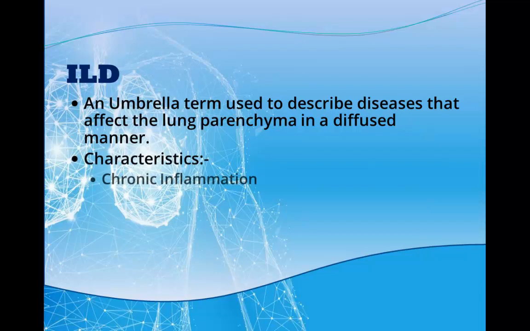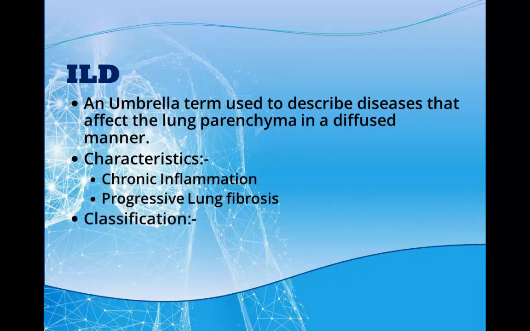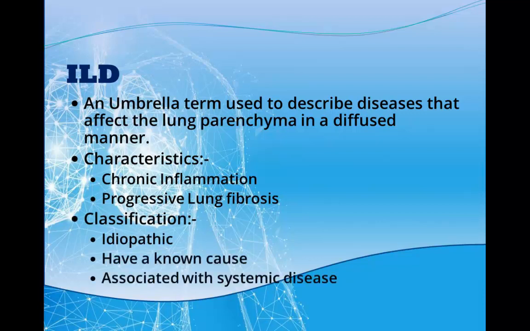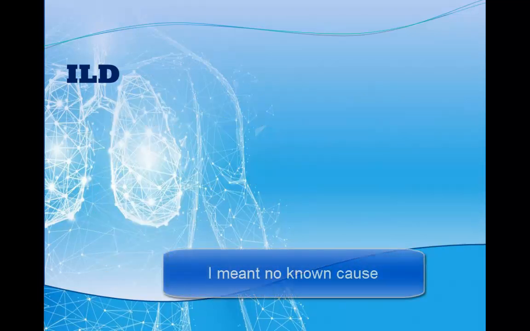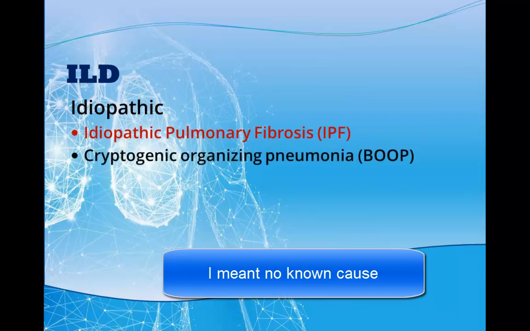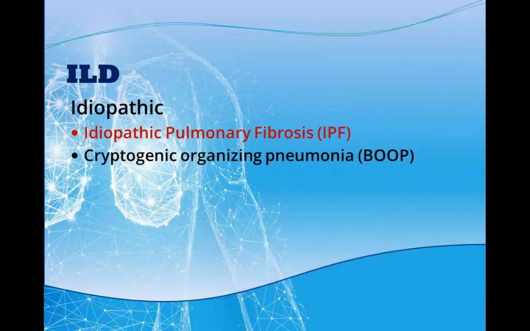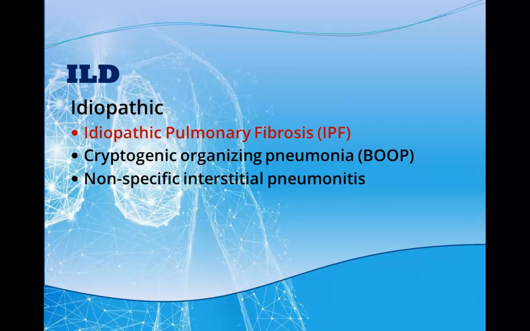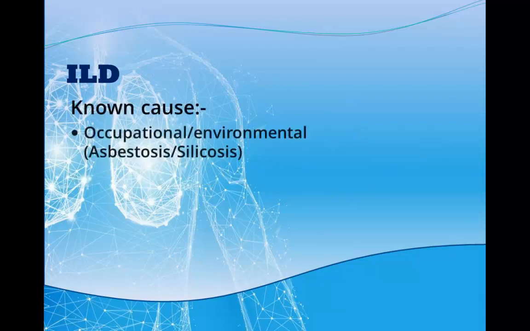It's characterized by chronic inflammation and progressive lung fibrosis, but that doesn't apply to all the diseases that fall under this. We classify it into three groups: those that are idiopathic, as in they have no cause, those that do have a cause, and those associated with systemic disease. The types that have no known cause include idiopathic pulmonary fibrosis, which is the most common type overall, and sometimes goes by the name cryptogenic fibrosing alveolitis, cryptogenic organizing pneumonia, which we used to call bronchiolitis obliterans with organizing pneumonia, and non-specific interstitial pneumonitis.